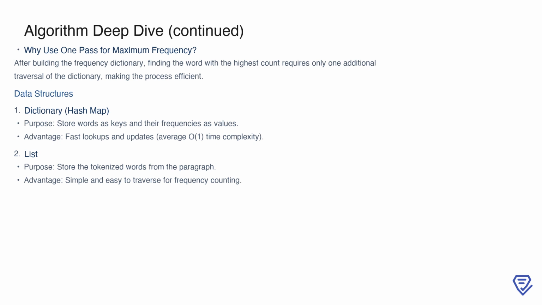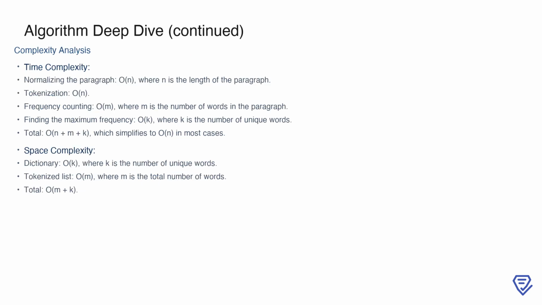Additionally, we use a list to store the tokenized words from the paragraph. Lists are simple, lightweight, and easy to traverse, which makes them ideal for this stage of processing. Finally, let's analyze the complexity of this algorithm.